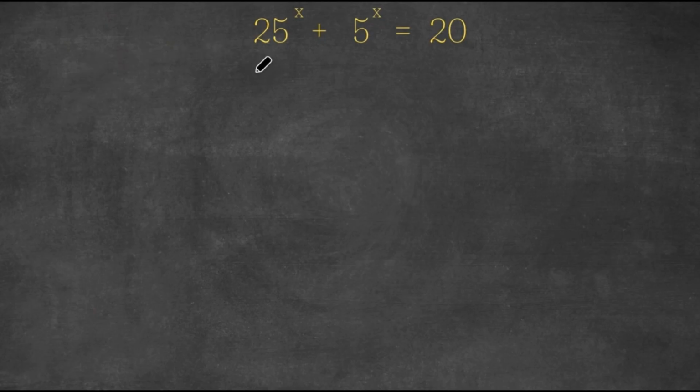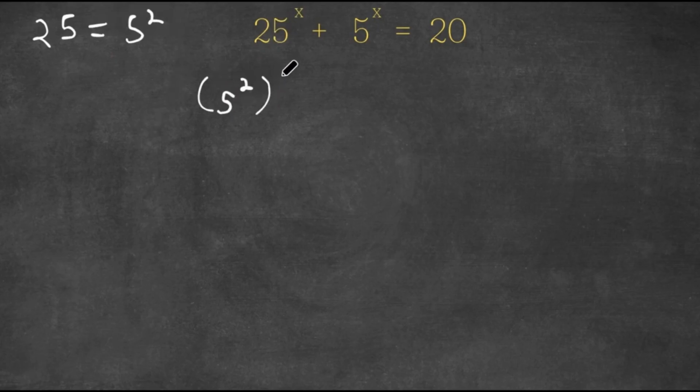In today's video, I'm going to be teaching you guys how to solve this exponential equation. So I have 25 to the power of x plus 5 to the power of x is equal to 20. Now 25 is the same thing as 5 squared. So now I'm going to replace 25 with 5 squared to the power of x. So now plus 5^x is equal to 20.